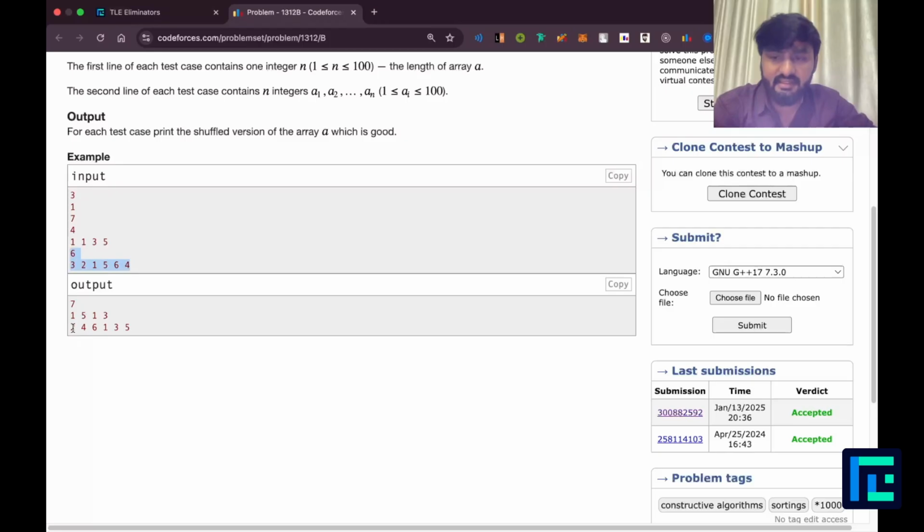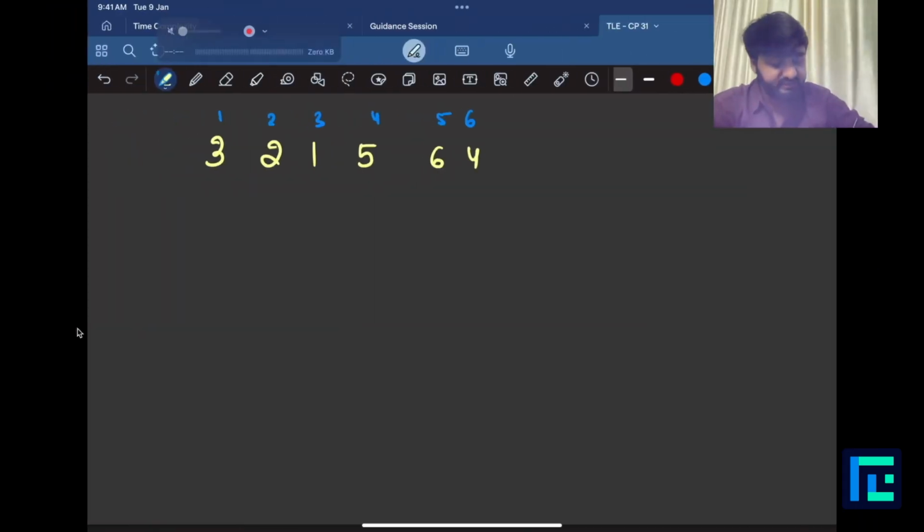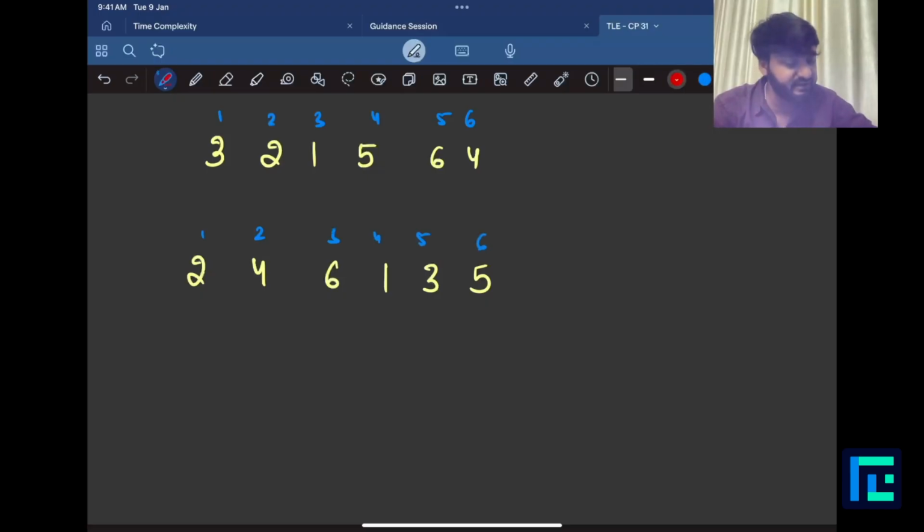Now, what is the answer? The answer is 2, 4, 6, 1, 3, 5. So let's note this down: 2, 4, 6, 1, 3, 5. And let's just check and understand what they mean. If this is still the indices 1, 2, 3, 4, 5, 6, I find the difference between every index and the number there. So 1 minus 2, this is negative 1; 2 minus 4, this is negative 2; 3 minus 6, this is negative 3; 4 minus 1, this is 3; 5 minus 3, this is 2; and 6 minus 1, this is 1.